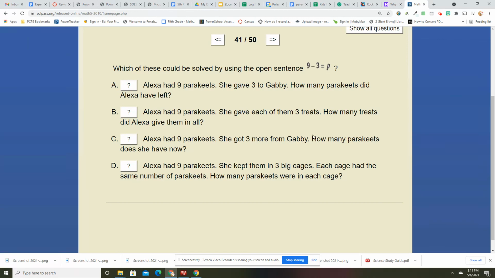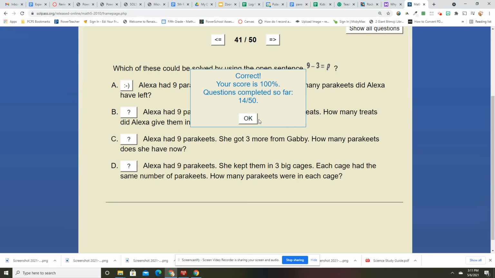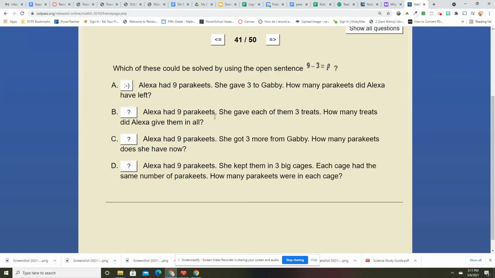Alexa had 9 parakeets. She got 3 more from Gabby. How many does she have now? That's addition. Alexa had 9 parakeets. She keeps them in 3 big cages. Each cage had the same number of parakeets. How many parakeets are in each cage? So that's division. So it'd have to be A. And when you're doing those, you want to look at them and think, okay, well, which operation is it?